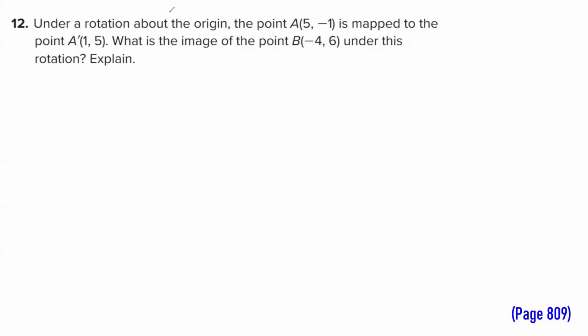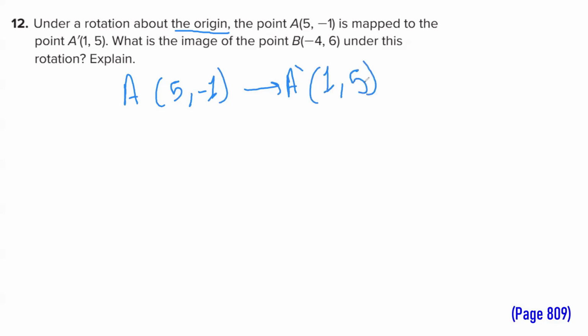Well, what I know about this rotation is the center of rotation is the origin, which is good. But I don't know which type of rotation that is. I need to identify the type of the rotation firstly. How to do that? Let's write the point A, which is 5 and -1, and its image, A prime, the point 1 and 5, and try to discover the change.